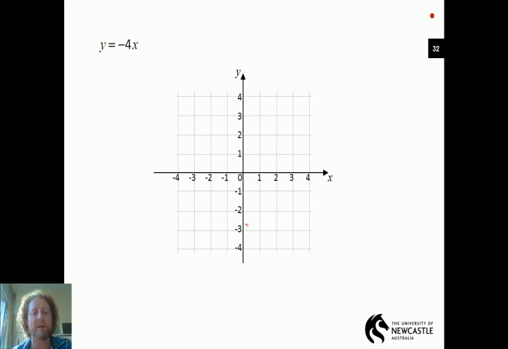Y equals minus 4x. Well, it's got a y-intercept of naught again, so just go for it there. Y-intercept of naught. A gradient of minus 4, put it over 1. That means for every 1 I go across, go down 4. There's my next point. Let's just look at that backwards. So it'll be up there. That's a very steep one. Through the origin, gradient minus 4.